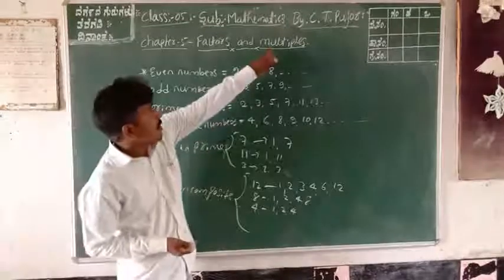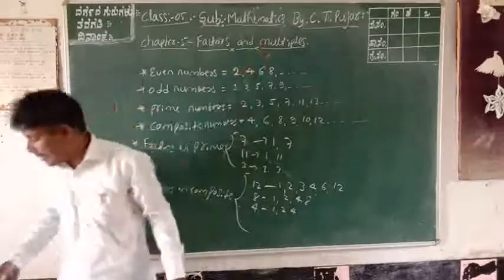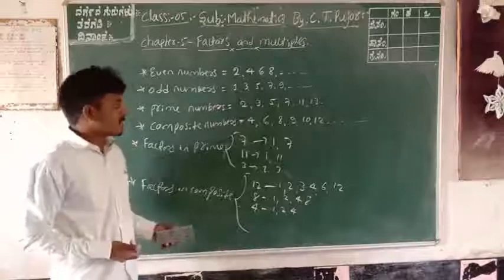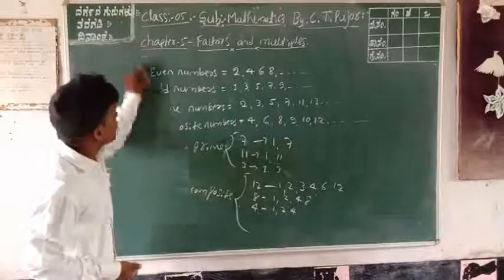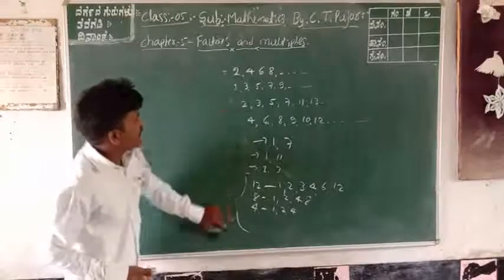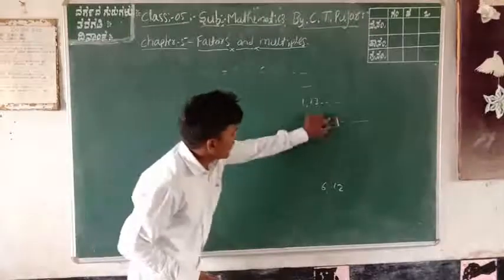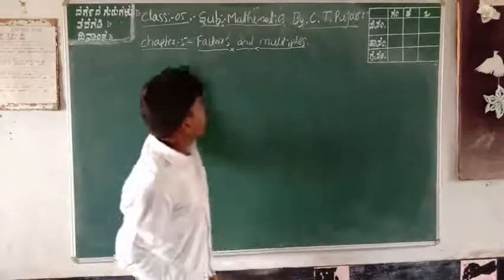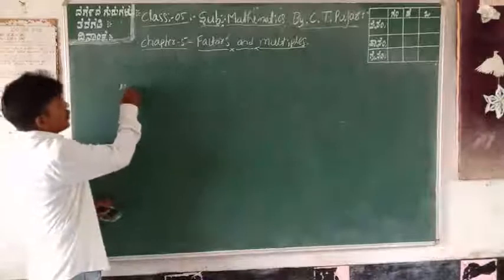Next one is what? What are multiples? You know multiples are very easy. The multiples are only tables, the very easy tables. For example, multiples of 2.